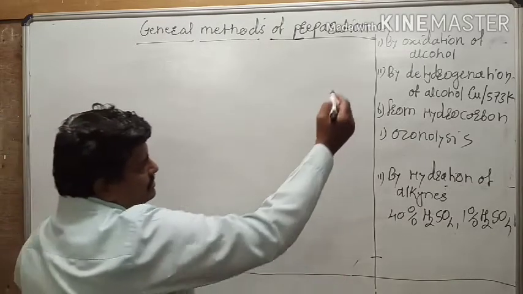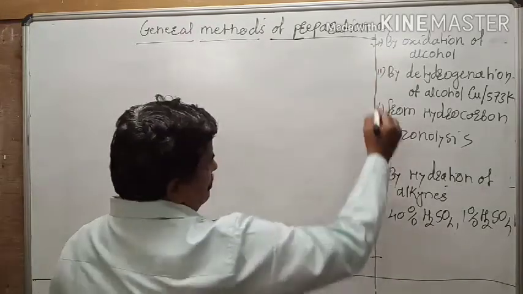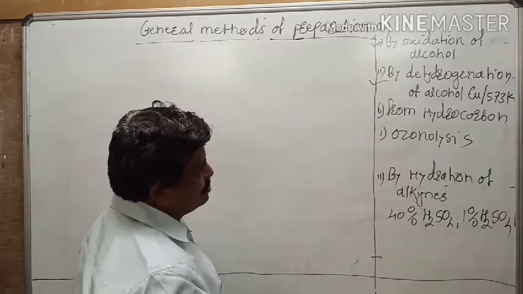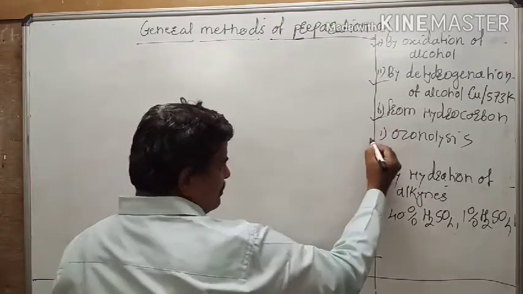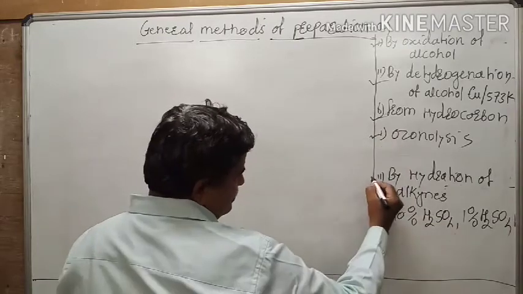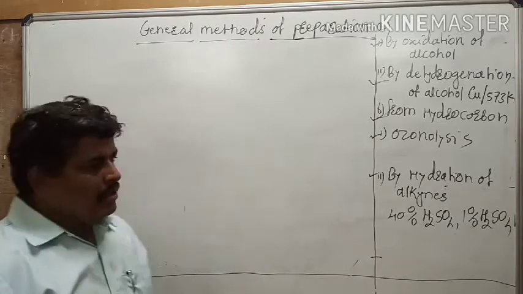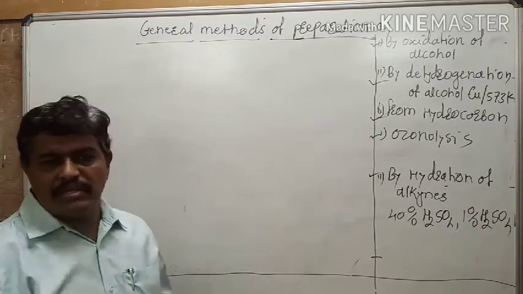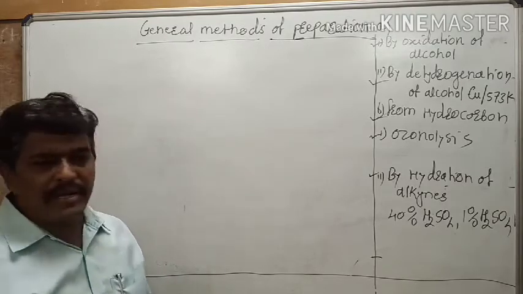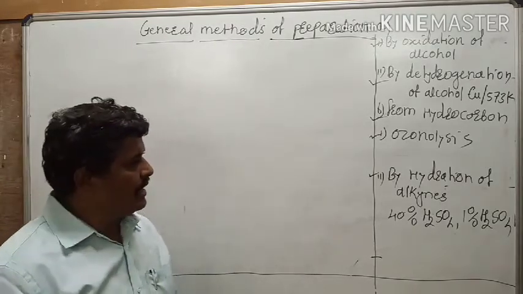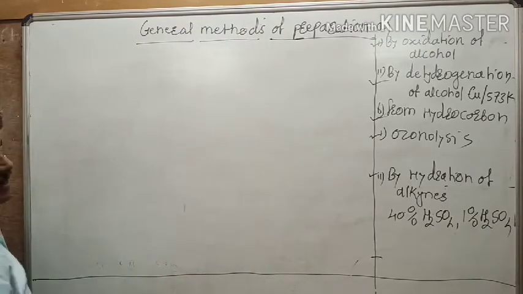Some general methods are: one is by oxidation of alcohol, by dehydrogenation of alcohol, then from hydrocarbon, first is ozonolysis, second is by hydration of alkynes. We have seen these reactions in the previous chapter, that is alcohol, or some reactions we studied in 11th standard. Now we will consider some examples of these reactions.